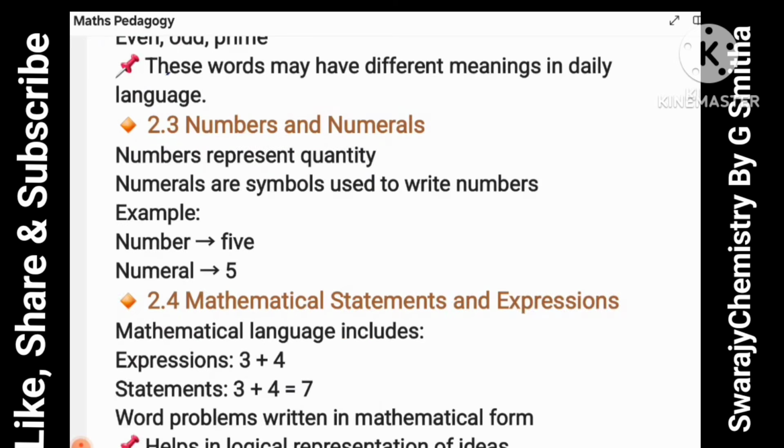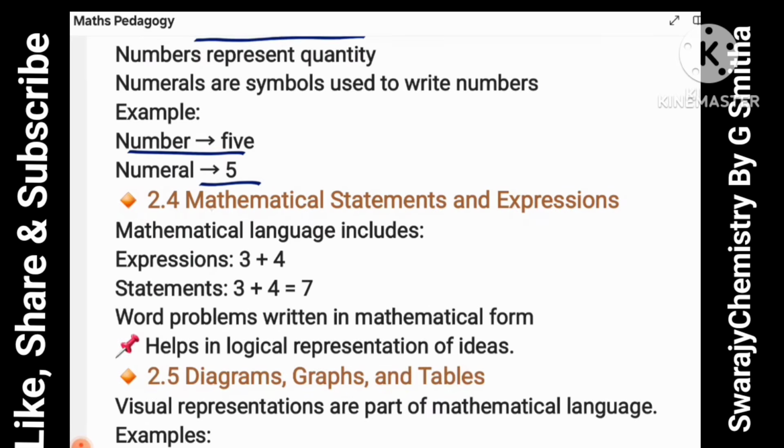The next component is numbers and numerals. Numbers represent quantity while numerals are symbols used to write numbers. For example, number 5. 5 is a number because it represents a quantity or idea in our mind. Numeral 5. 5 is a numeral because it is the written symbol used to show the number 5. So this distinction is also part of mathematical language.